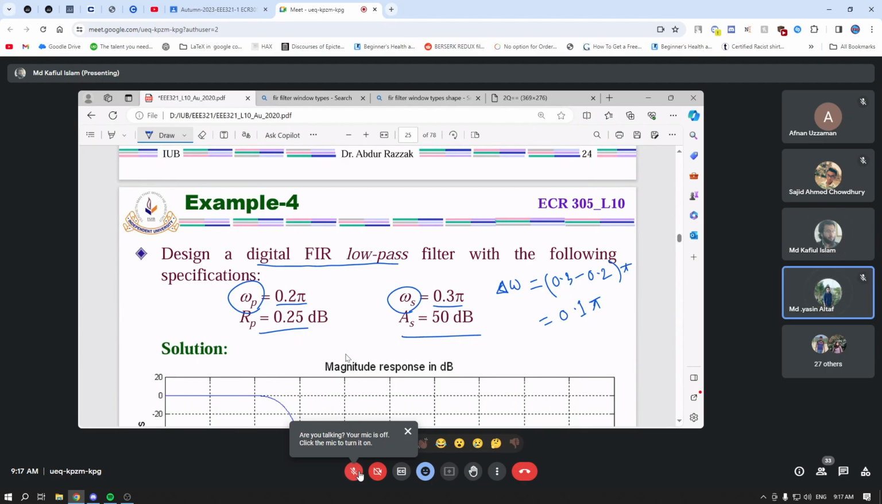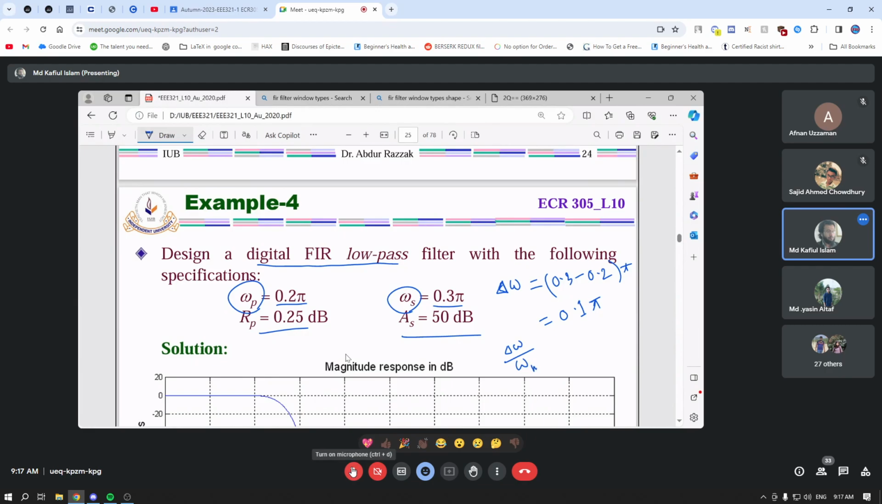When we normalize this delta omega with respect to the maximum value of omega, what is my maximum of omega? Pi. It is going to be 0.1. Okay, so this is my absolute specification, right? This is my relative. Anyway, either way we understand that we can find out the delta omega, and AS is given, right? 50 dB. For this 0.1 pi, let's talk about the absolute one for the time being.